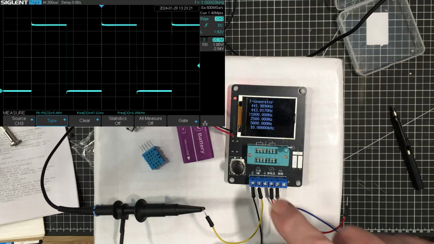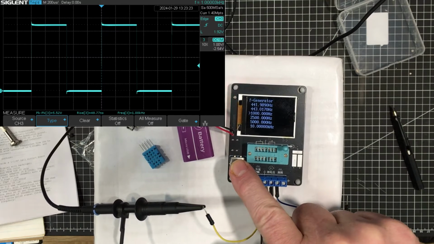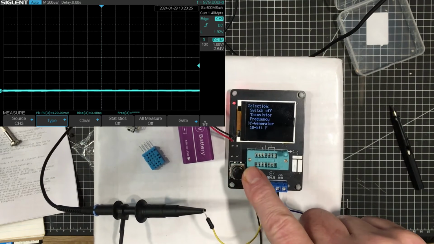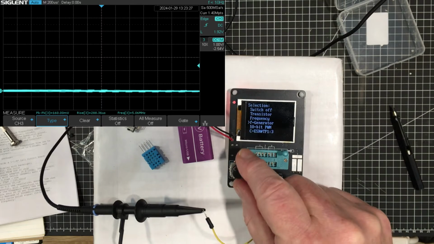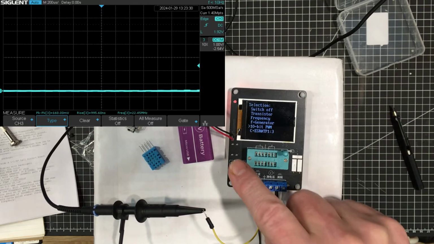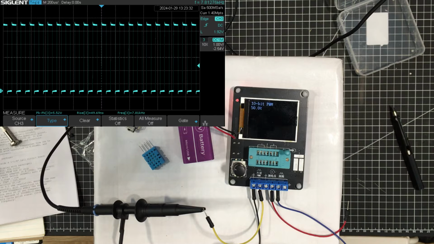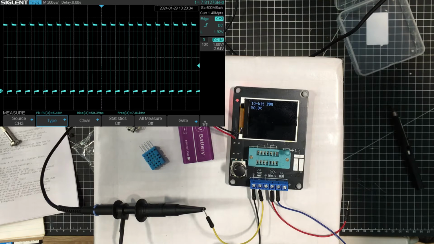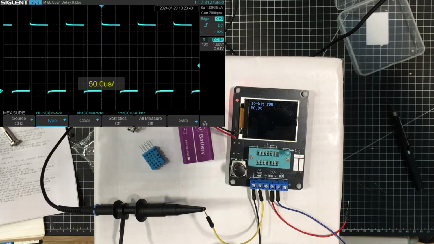Let's try the pulse width modulation. How do we get out of here? Long press? Yeah. So pulse width modulation is the next one down in the menu here. And I'm assuming that's going to come out of the same output. Yeah, so I think we got the one frequency here, which looked like it's at 7.8 kilohertz for some reason.